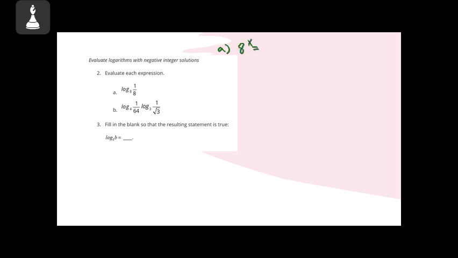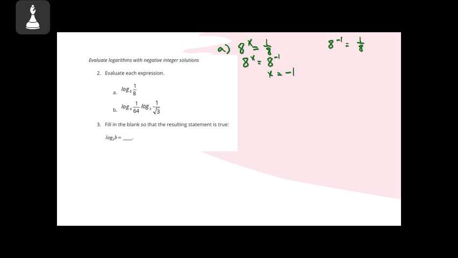8 to what power gives me 1/8? So we need to remember that when we have something in the denominator, we can move it to the numerator with a negative exponent. So remember, we can flip across that. That's a property rule. So 8 to the -1 is 1/8. So I could rewrite this as 1/8 is 8 to the -1 power. And then I can see that, well, x is just -1.